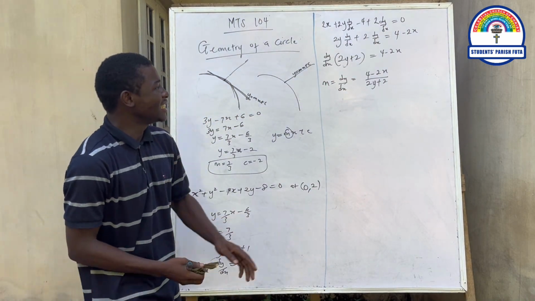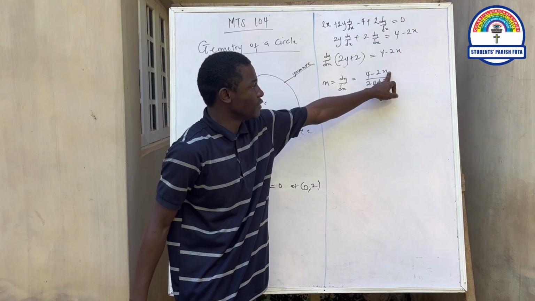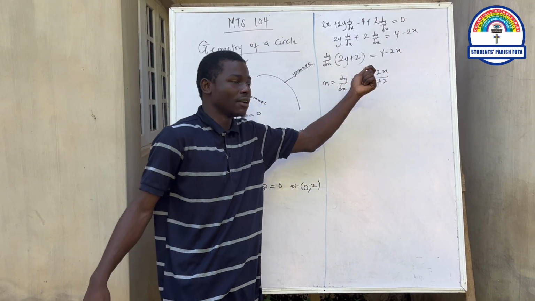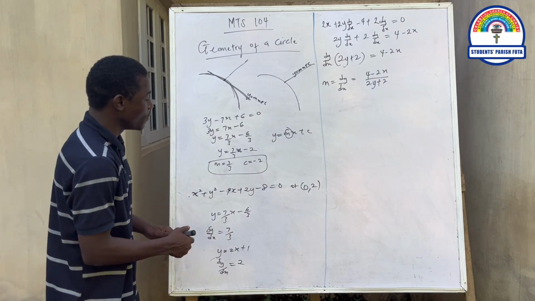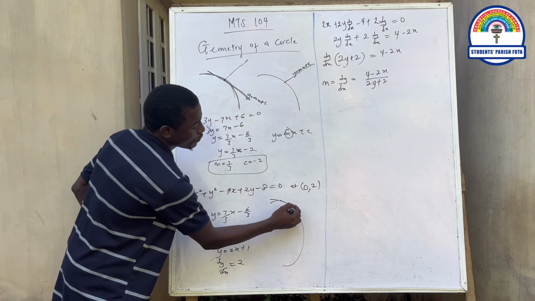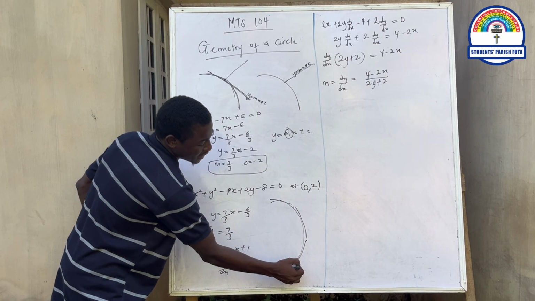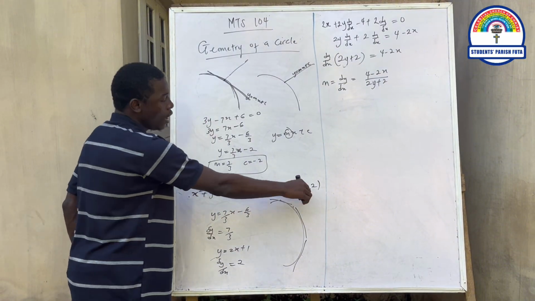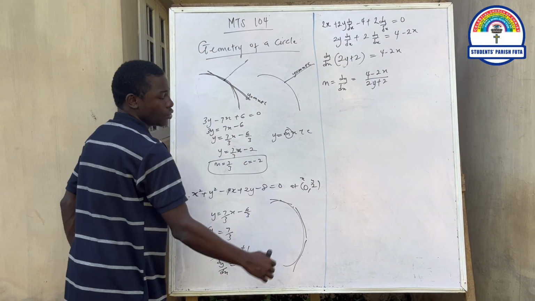That's why I told you that if your x is a value and your y is a value, the answer you get will be different if that x is another value and your y is another value. That's why the gradient of a curve is different at different positions. Do you understand? So for this one, they said at x equals 0 and y equals 2.